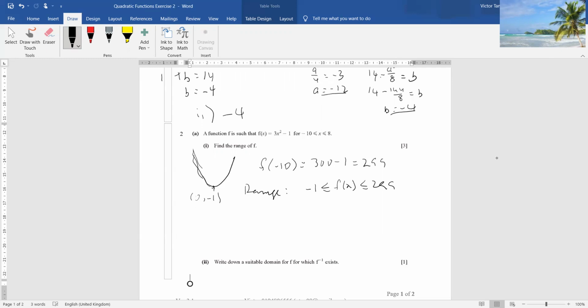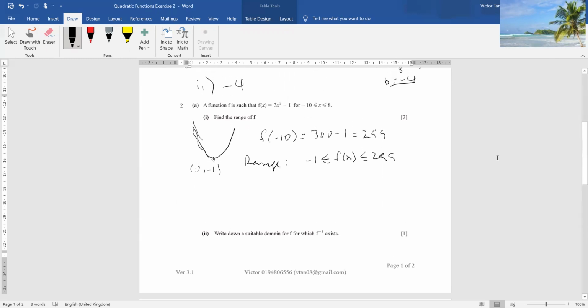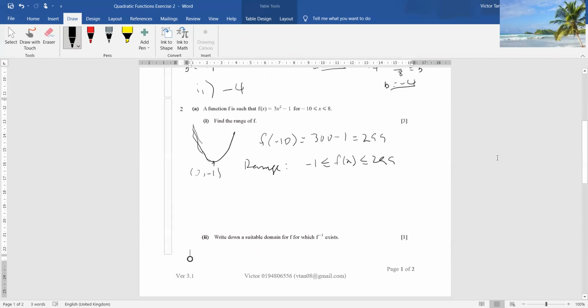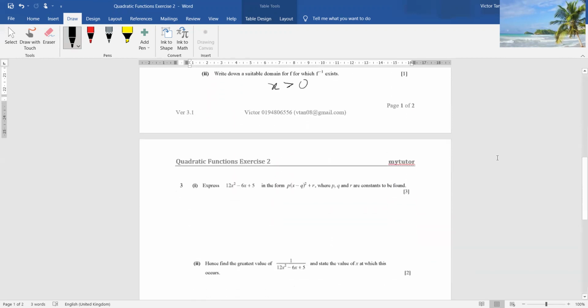Okay, write down a possible domain for f for which the inverse function of f exists. So it must be a one-to-one function. So it's either smaller than 0 or larger than 0. Any value smaller, so I will choose larger than 0. Okay, that's it.